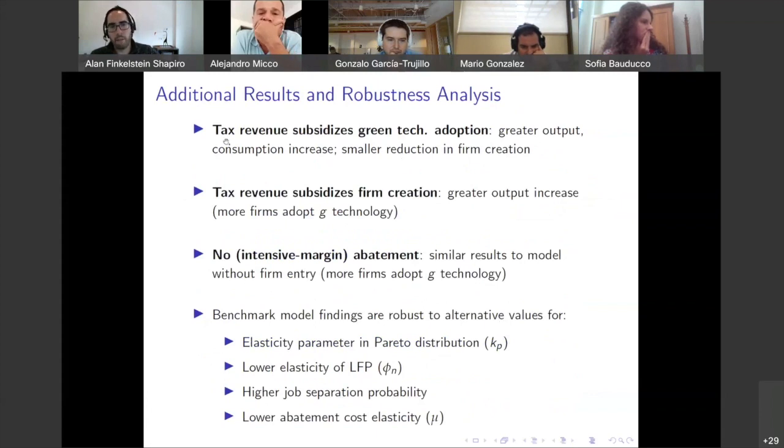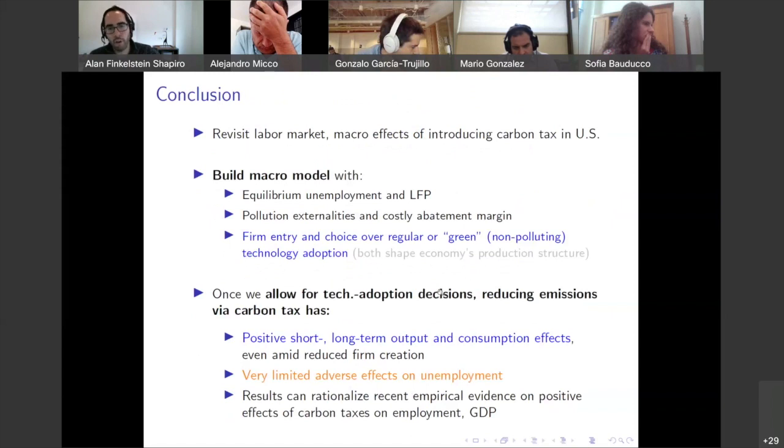So again, we've tried using the revenue from the tax to subsidize green technology adoption, subsidize firm creation, thinking about no abatement, and also changing some of the parameters that play a role in the labor market and emissions, and things don't really change materially. Just to conclude, and again, I'm happy to answer any other questions that you might have.